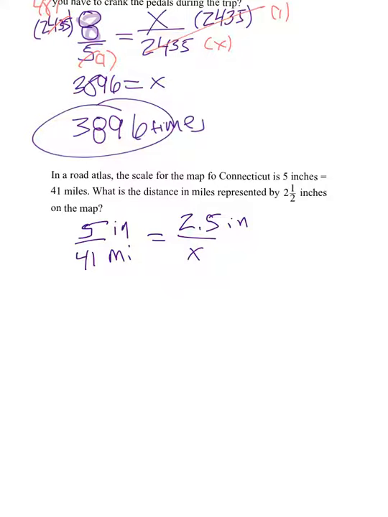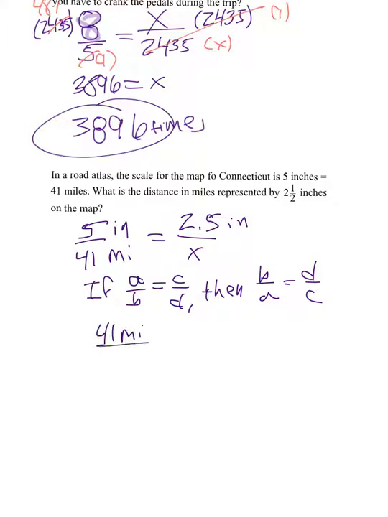So here's what we're going to do. I'm going to do the product of the reciprocals. The product of the reciprocals says if a over b equals c over d, then b over a equals d over c. In other words, you can take the reciprocal of both sides of an equation, it'll still be true. So that's what I'm going to do here. I'm going to say 41 miles is to 5 inches, as x miles is going to be to 2.5 inches.